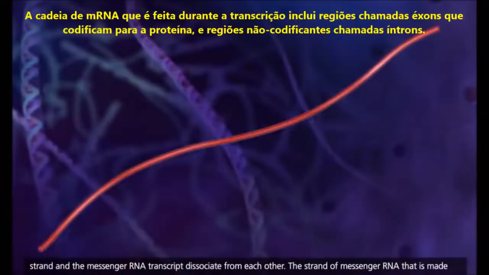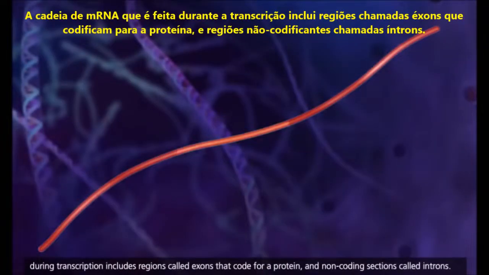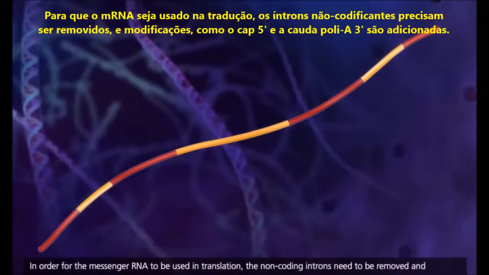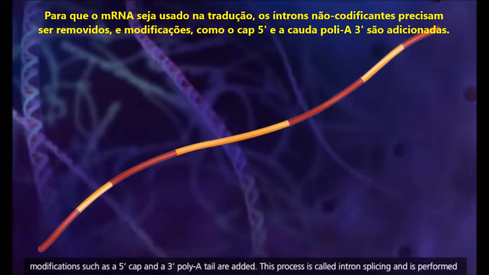The strand of messenger RNA that is made during transcription includes regions called exons that code for a protein, and non-coding sections called introns. In order for the messenger RNA to be used in translation, the non-coding introns need to be removed, and modifications such as a 5' cap and a 3' poly A tail are added.